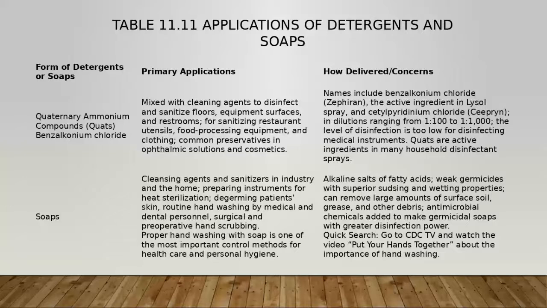This is an example of some antiseptics and detergents: quaternary ammonium and soap. Again, mostly they are antiseptics and disinfectants. So this one is a disinfectant. For the soap, it's going to be an antiseptic because it is used on the skin.